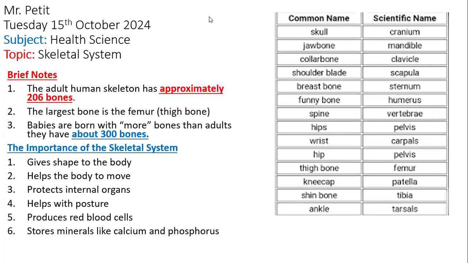Nala Knowles, where's Nala? Better. What is the scientific name for the collarbone? The clavicle. Liliana, are you there? Where's Liliana? Yes, sir. Good. What is the scientific name for the shoulder blade? Scapula, okay?